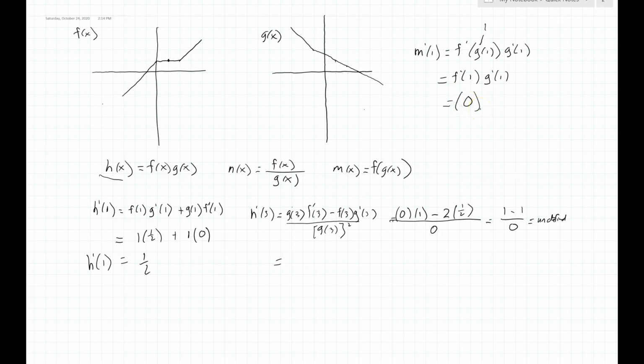And it doesn't matter what g prime is, but I'm going to do it anyway so we can see how this works. G prime of 1, that would be right there. The slope, because that's what derivative is, the slope. Slope would be 1/2, so I would put 1 over 2 there. But of course, 0 times 1/2 is 0. So the derivative of m at 1 would be 0.